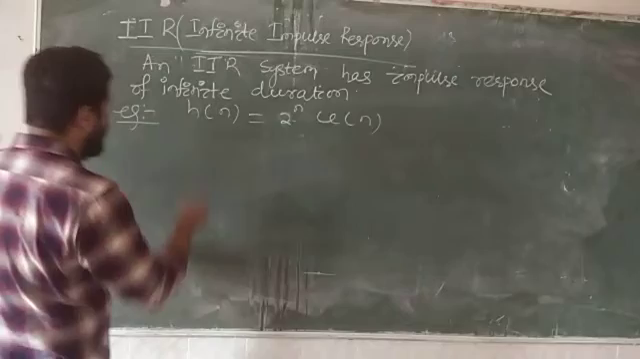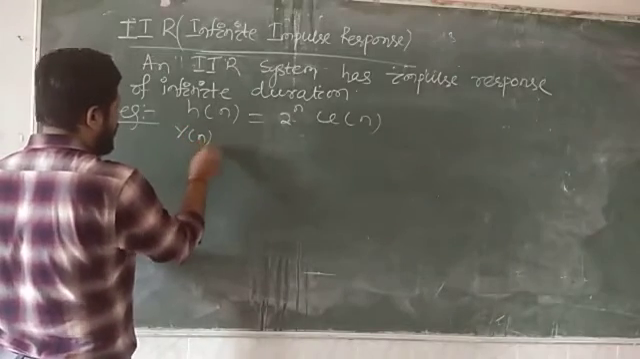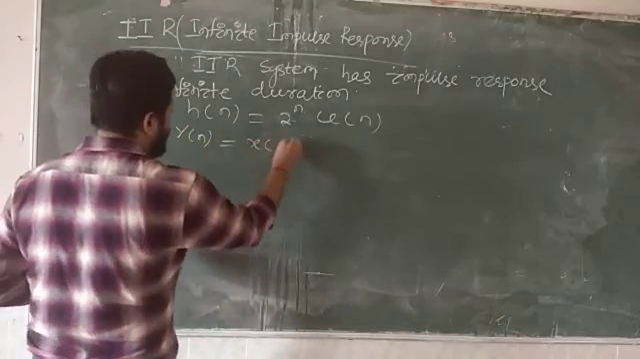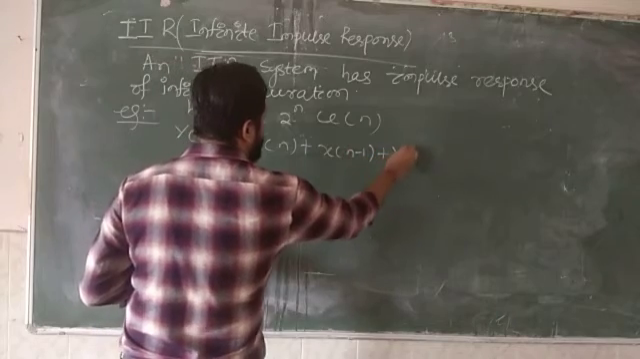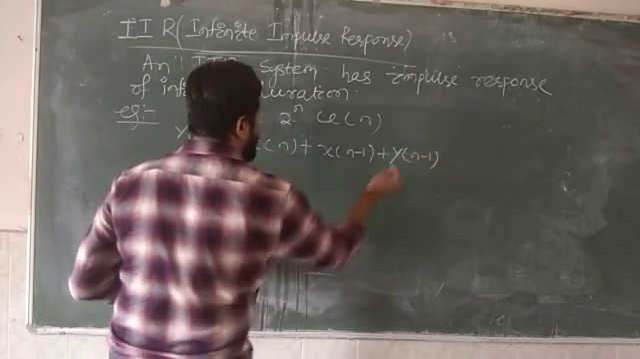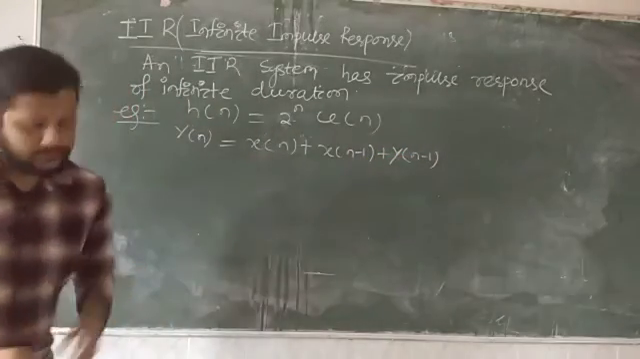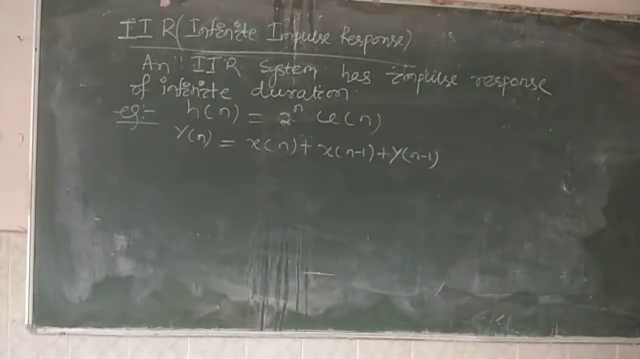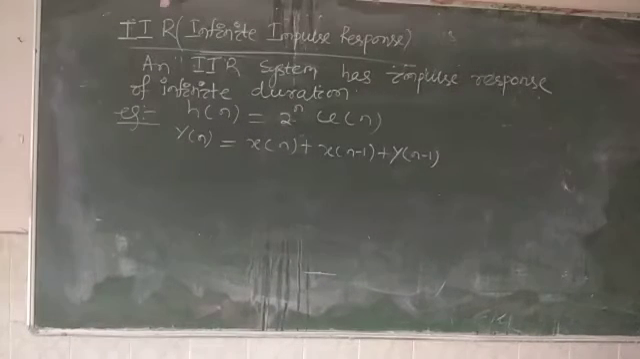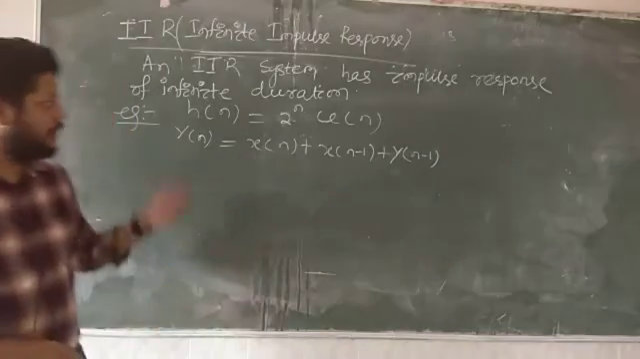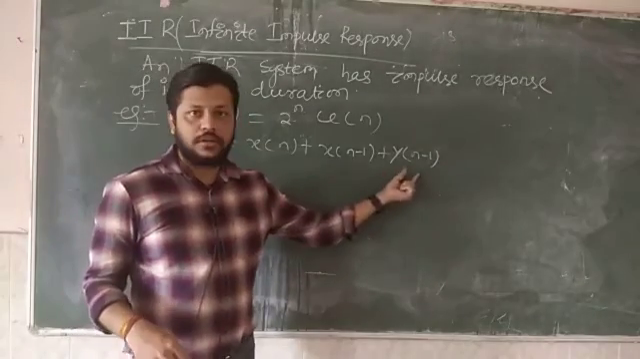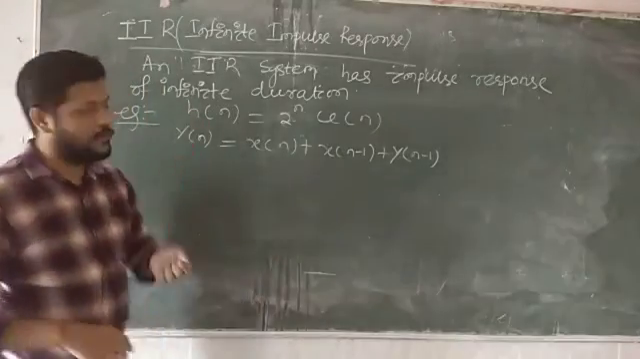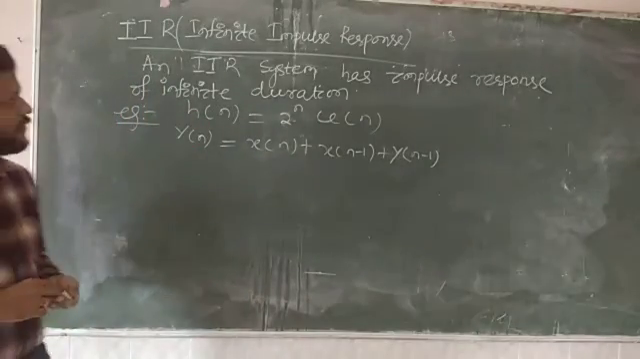Or in terms of output and input, we can see another example. y[n] is equal to x[n] plus, suppose, x[n-1] and y[n-1]. So obviously this is an example where the output not only depends on the present and past values of input but also on the past value of output. So this type of system is known as an infinite impulse response system.